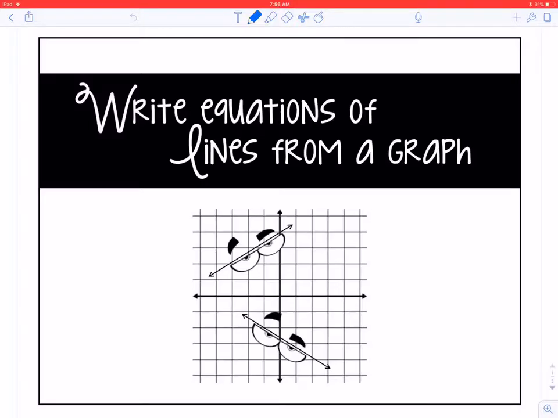Alright, today we're going to look at writing equations of lines from a graph. So grab your record sheet for your notes 3.1.2 and follow along with me.